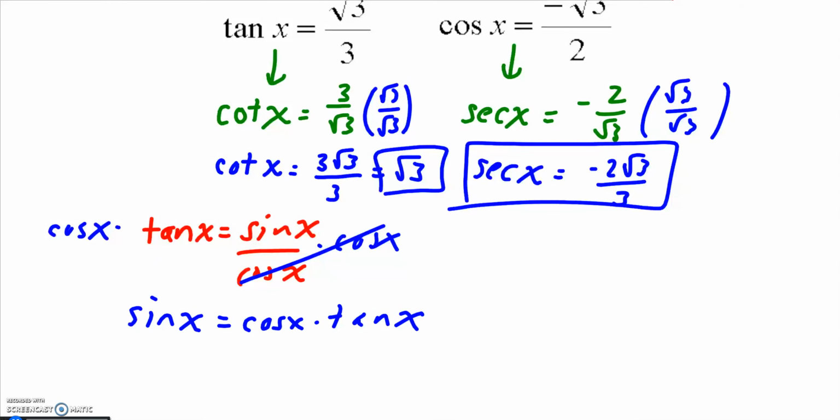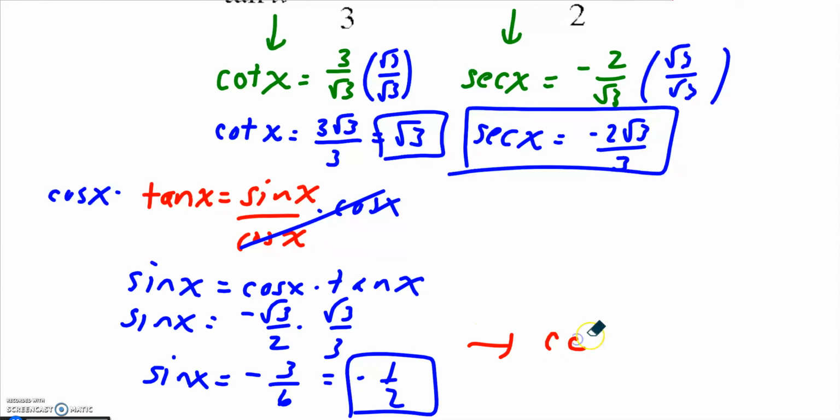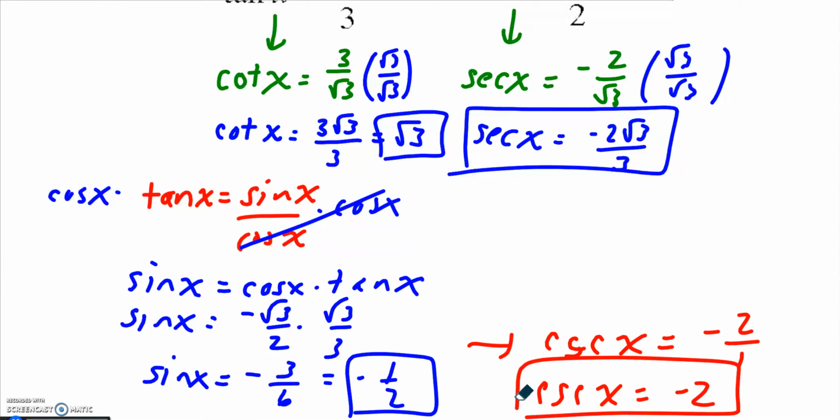Luckily for us, I know both of those values. I know from above that cosine of x is negative root 3 over 2, and I know that tangent of x is positive root 3 over 3. So if I multiply that, I get sine of x equals negative 3 over 6, or negative 1/2. And that means that the reciprocal function, cosecant of x, would be negative 2 over 1, or cosecant of x is just equal to negative 2. So there we found all 6 trig functions.